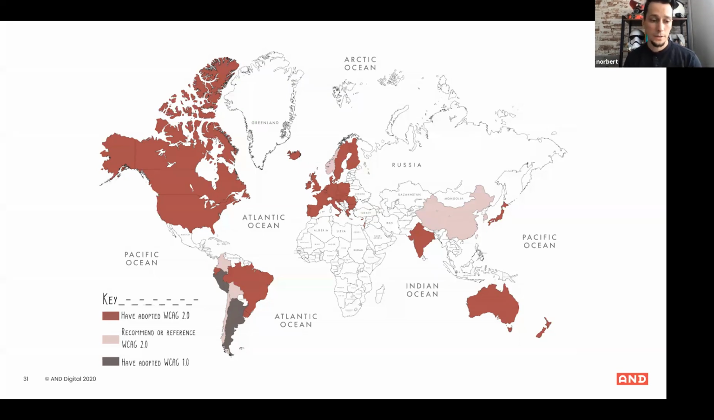The pink areas are countries where you have a recommendation to do it, but you don't have to. And then we have the dark gray ones where 1.0 is required. And it's not to say that you can get out easy. 1.0 is still something that you need to address to build a better website.